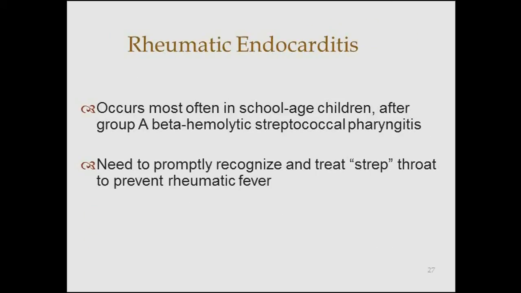So the first one we're going to talk about is rheumatic endocarditis. It's most common in kids. Y'all might have talked about it in peds. And it's generally associated with group A strep or strep A pharyngitis. So a lot of little kids can get pharyngitis, and the A strep is always the bad one.